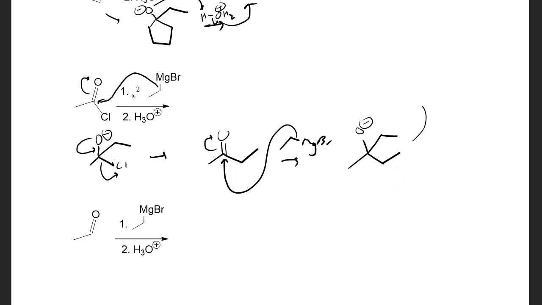Now we can do a workup where we add H3O+. So these electrons here are going to take that proton and break that bond to get us to our final product, which is our 4-carbon chain. Now we have an alcohol functional group here, and now we have another ethyl group attached there. So that is the final product for this reaction.